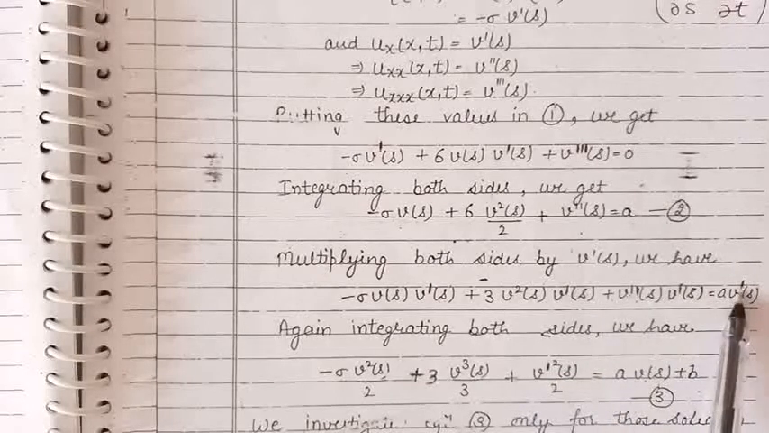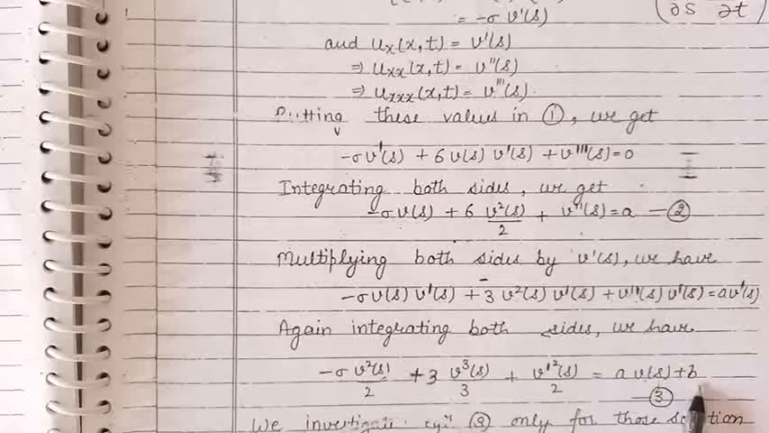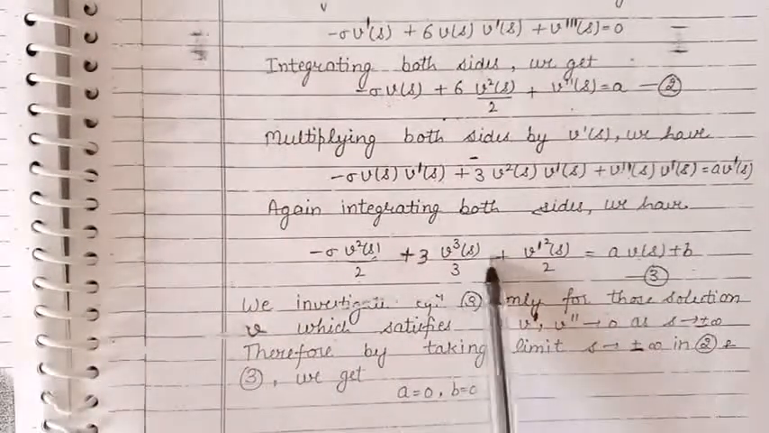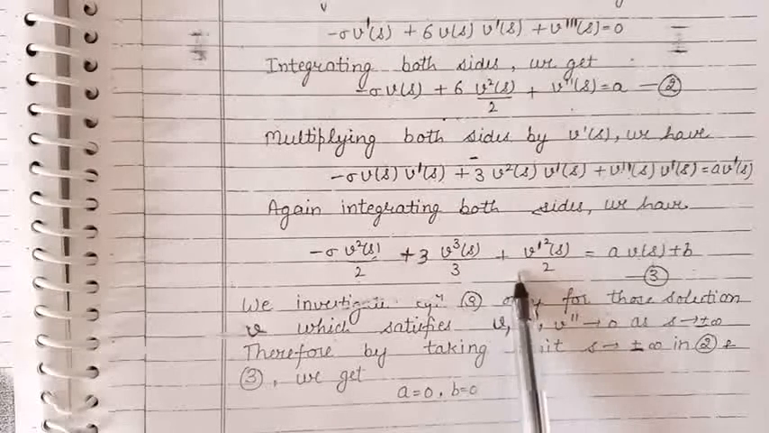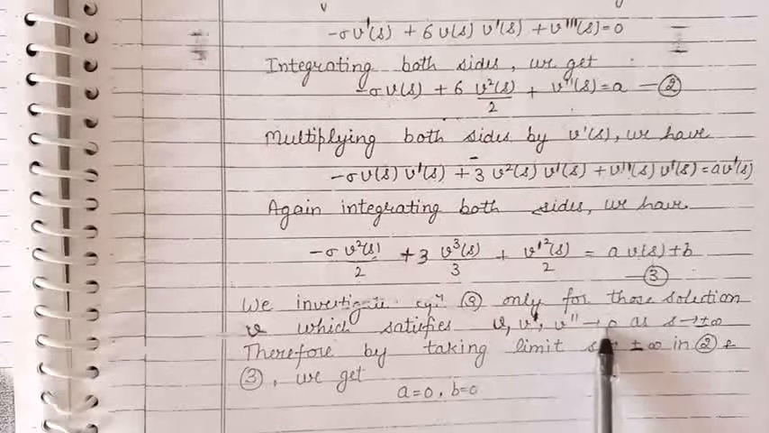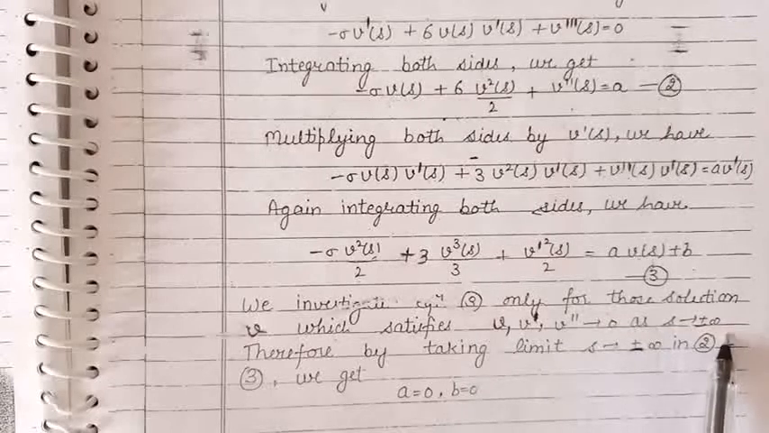On the right side, integration will be cancelled out with derivative. So we get av plus b, where b is the constant of integration. Now we investigate this equation only for those solutions v for which v and its derivatives v dash, v double dash approach 0 as s approaches plus minus infinity, because we are to find solitons. These are the conditions for the solitons to be satisfied.